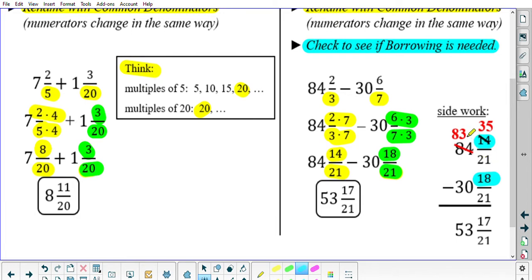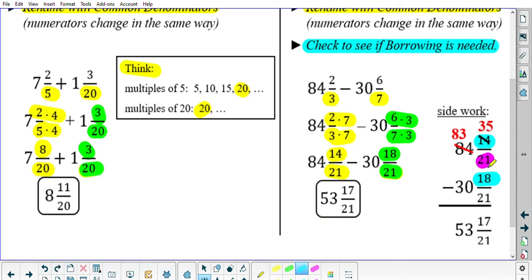So the 84 becomes 83. And I hope you remember the trick here. The way that you will borrow with mixed numbers, the one whole that you borrowed from 84 is a full 21 out of 21. And that's why you're going to add the denominator's value of 21 plus the old numerator of 14 to get the new numerator, which is 35, as you see here.